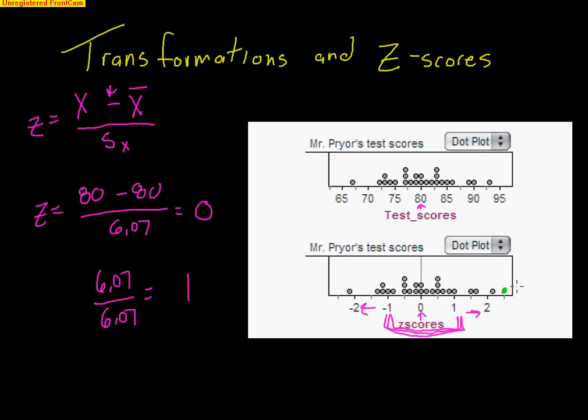So remember, Brian's chemistry score was really, really high, 2.5. It was not very typical at all. It was extremely high. It was maybe even an outlier.